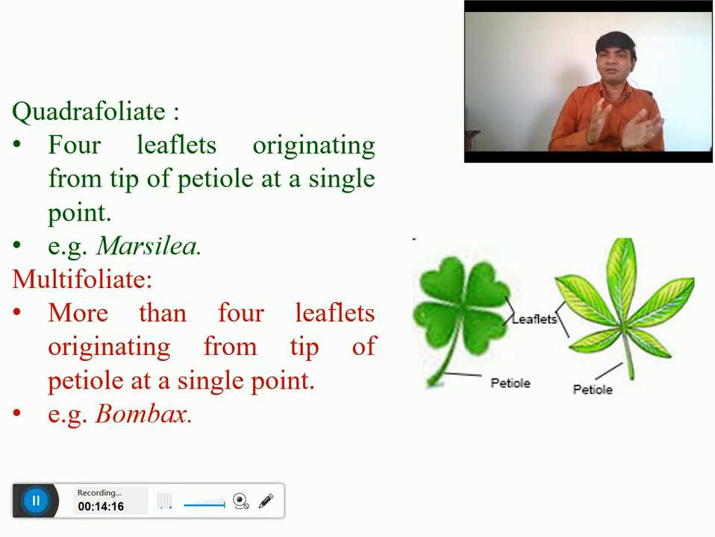That is simple leaf and compound leaf. Compound leaf is again divided into pinnately compound and palmately compound. Pinnately compound is unipinnate, bipinnate, tripinnate and decompound. Palmately compound is unifoliate, bifoliate, trifoliate, quadrifoliate and multifoliate. So this is all about the different types of the leaf.